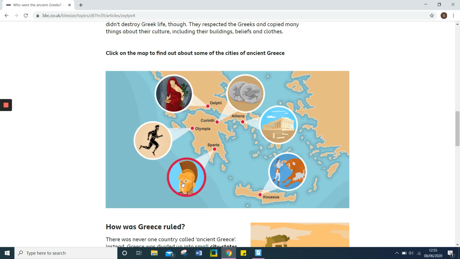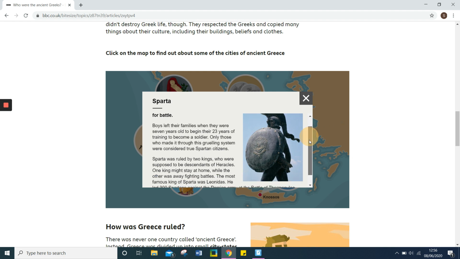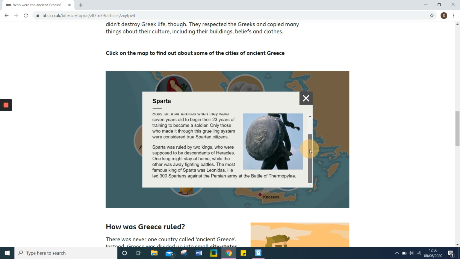Let's look at Sparta. The Spartans were very serious soldiers, and they spent their entire lives training for battle. Boys left their families when they were 7 years old to begin their 23 years of training to become a soldier. Only those who made it through this grueling system were considered true Spartan citizens.